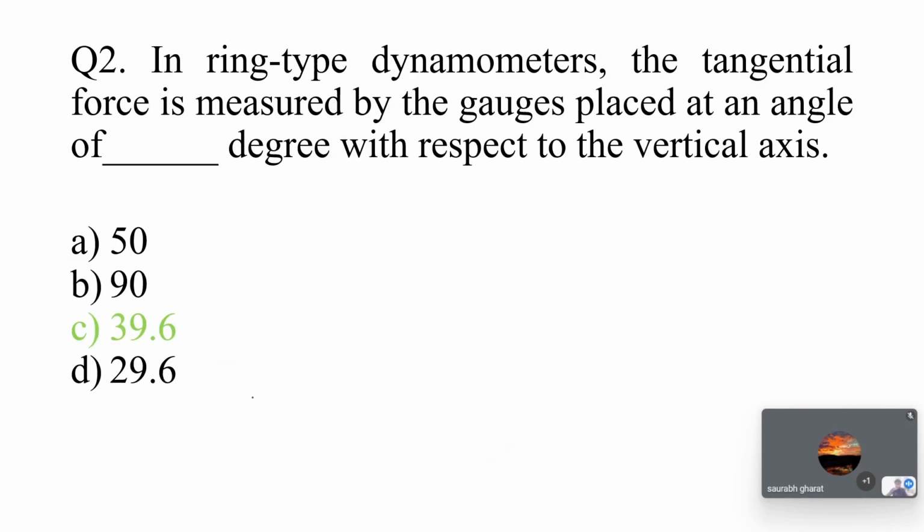In the impact dynamometer, the tangential force is measured by the gauges placed at an angle with respect to the vertical axis. You know this is the vertical axis, and we have these kinds of ring gauges. This angle is given in the slides as 39.6 degrees with the vertical axis. This is correct.